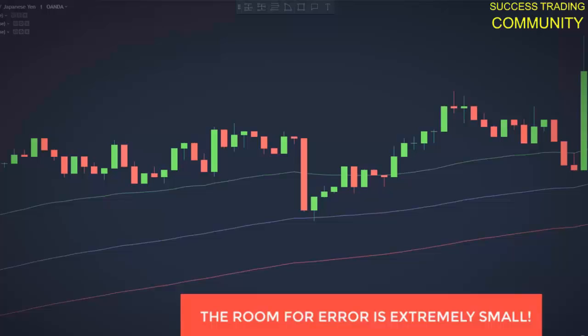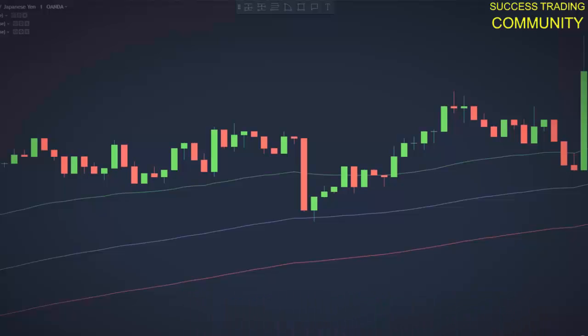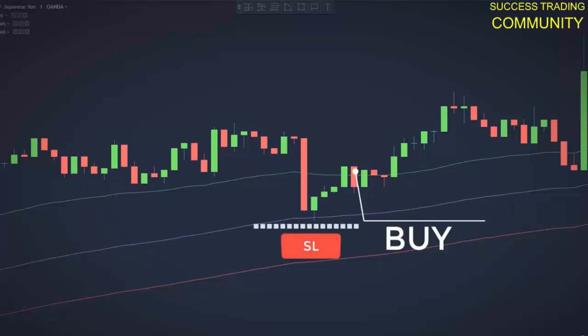Margin for error is very small when you are trading with high leverage while looking for a small profit. Here is what I do when I'm scalping. I move my stops to break even as soon as possible. You want to diminish your risk.